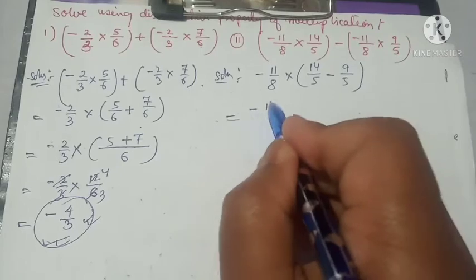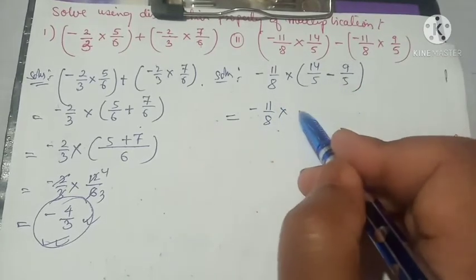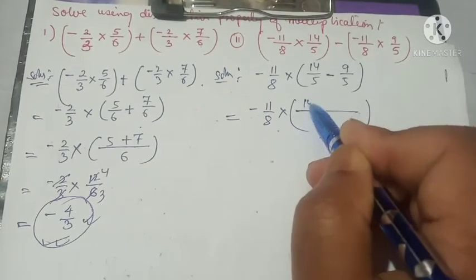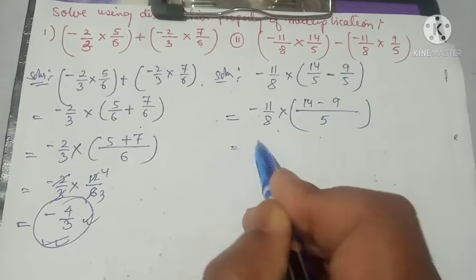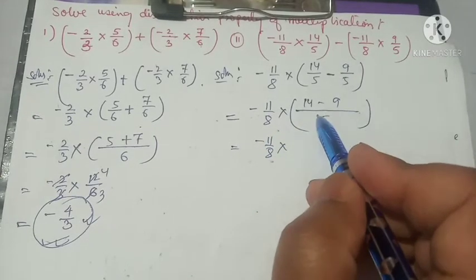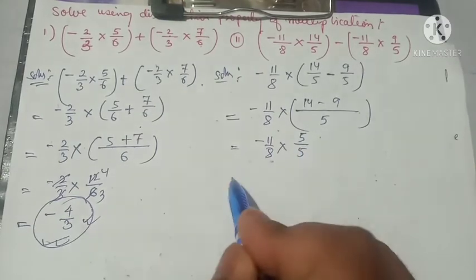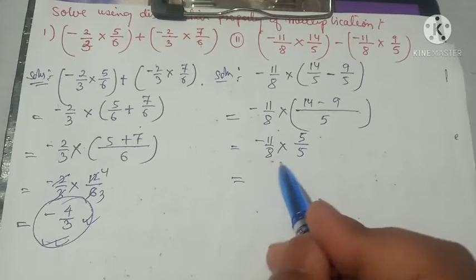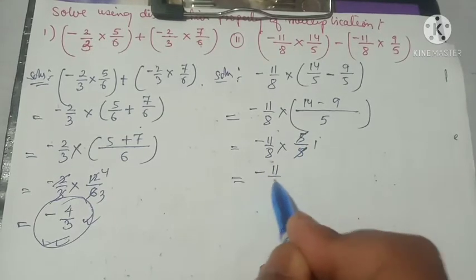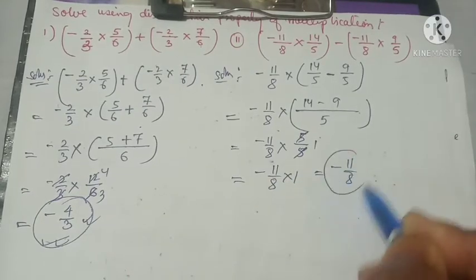So 11 by 8. Now what we have to do is take the LCM. The LCM is 5. So 14 minus 9 is 5, which gives 5 by 5. Then the answer will come as 1. 11 by 8 into 1 is equal to 11 by 8. The answer is 11 by 8.